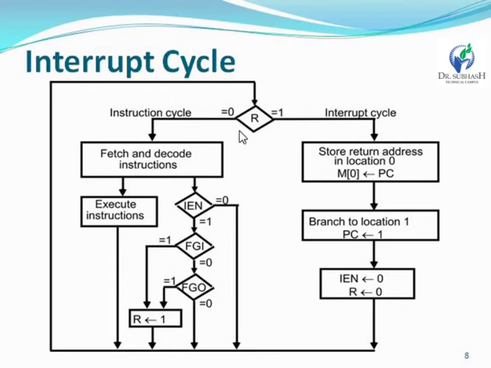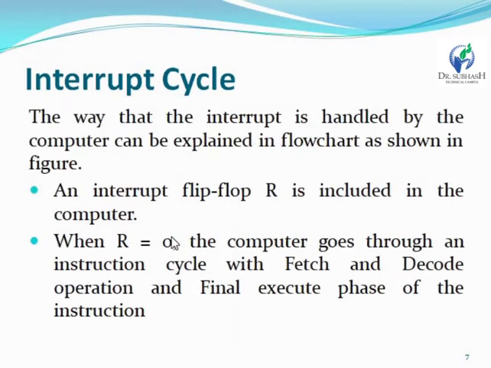Here you can see one instruction cycle and one interrupt cycle. When the process starts, it goes to either the instruction cycle or the interrupt cycle. If the process completes normally, it goes to the instruction cycle. If a problem occurs, it goes to the interrupt cycle. So this is the flow of any computer program, with one instruction cycle and one interrupt cycle.